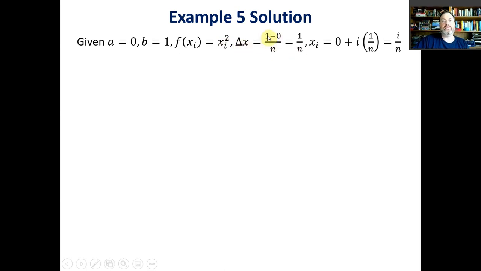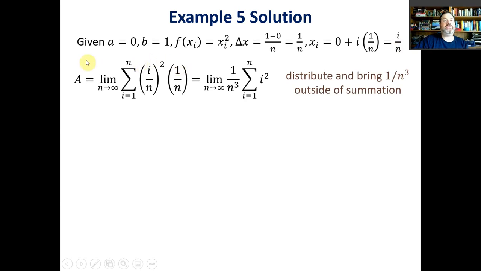So delta x, b minus a over n, is just 1 over n. And xi is a plus i times delta x, and delta x we already know is 1 over n. This whole thing simplifies to i over n.